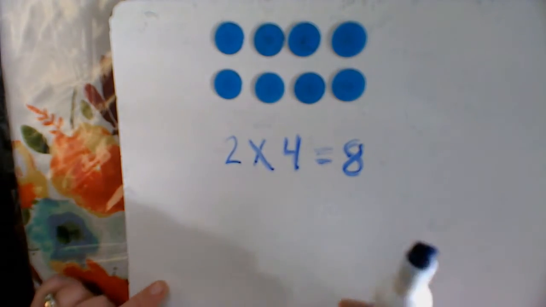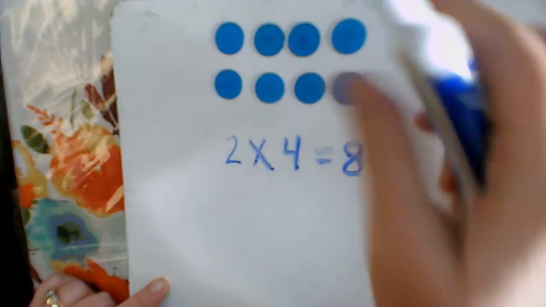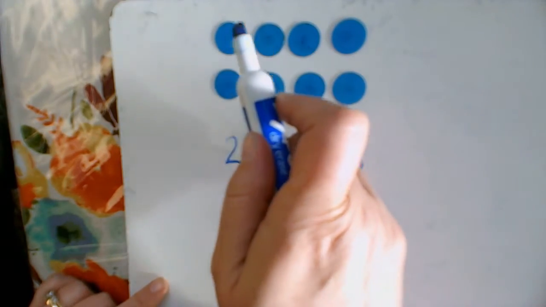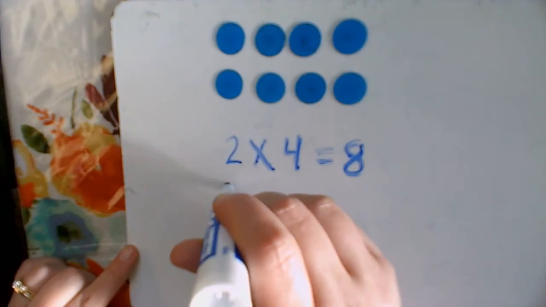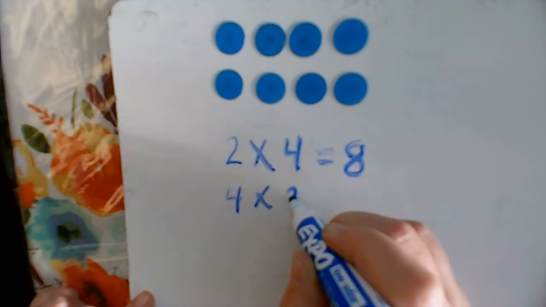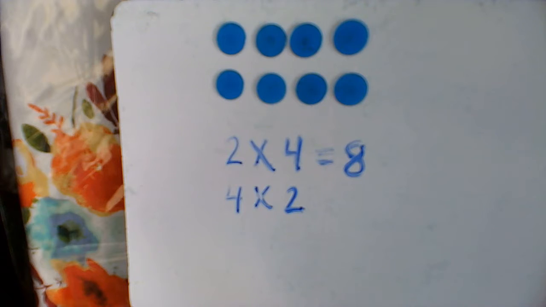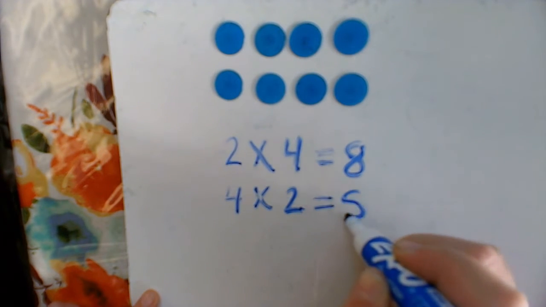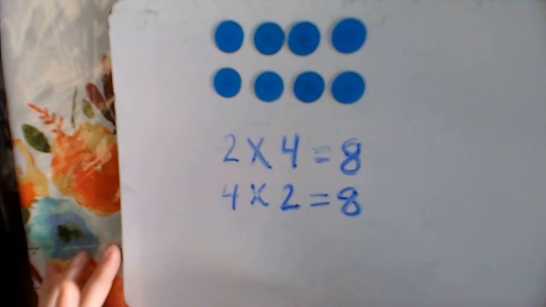If I want to look at the columns, so this is a column, and that's a column, and a column, and a column, I have 4 columns with 2 in each column. 2, 4, 6, 8. So my total is still 8. You should remember this from doing multiplication. But I can also use arrays to write division.